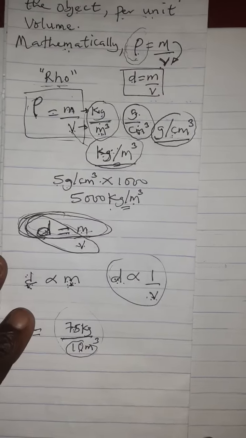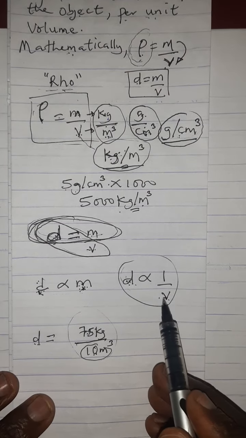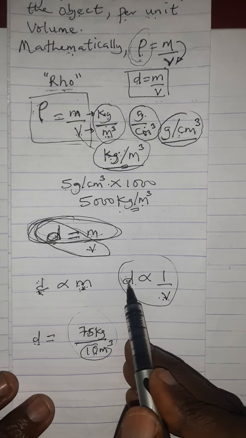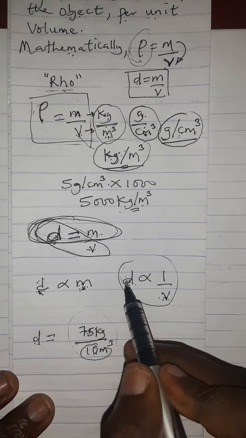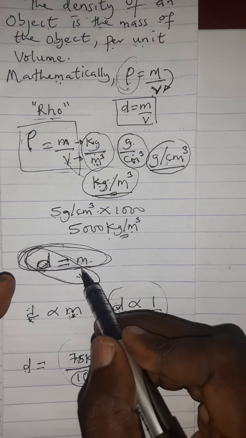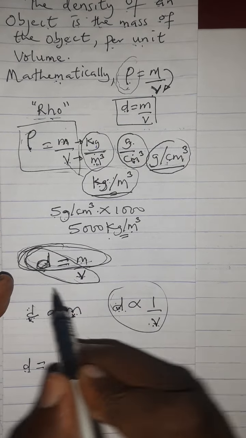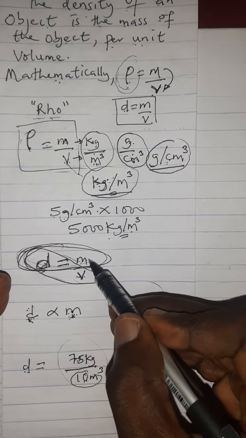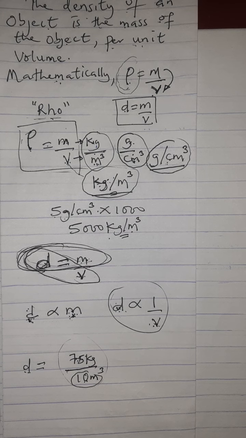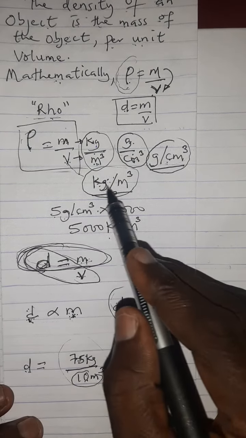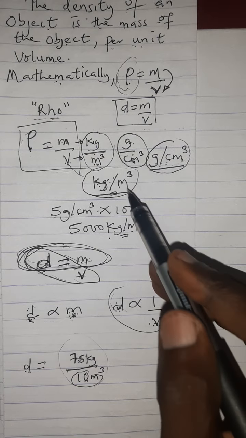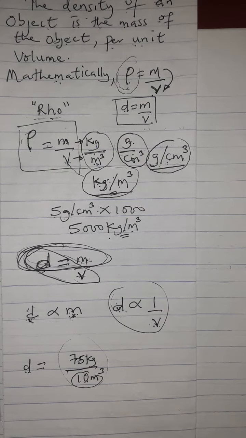So now that we know that the density and the volume are inversely proportional, that means if you increase the volume, the density will keep reducing, or if you are increasing the density, the volume reduces. We now know that the greater the denominator, the lesser the density. The higher the numerator of this fraction, the greater the density. So that's easy. Don't forget kilogram per meter cube or gram per centimeter cube. You can convert from here to here by multiplying by 1000.